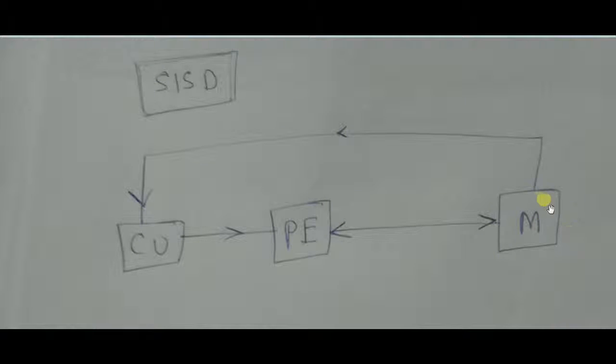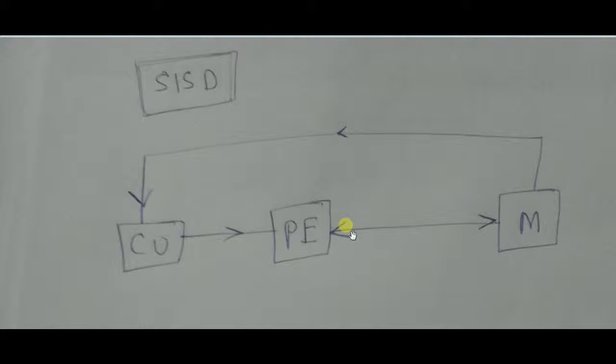This is the memory. Let's see how the function takes place. Data or instruction from the memory goes to the control unit. The control unit then sends the instruction to the processing element. Then it returns the result to the memory. So the arrow goes like this here, and as you can see, there is an arrow on this side as well.